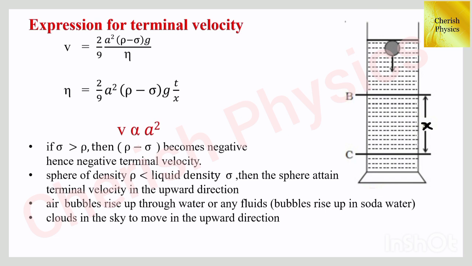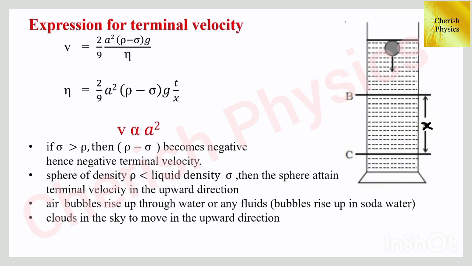In this experiment, we have noted down the time taken between the points B and C. We know velocity equals distance by time, that is, v equals x divided by t. On substituting, finally we get the coefficient of viscosity eta equal to 2 divided by 9 into a squared into (rho minus sigma) into g into t divided by x. The terminal velocity is proportional to the square of the radius of the metallic sphere, that is, v is directly proportional to a squared. The points I have given here explain the terminal velocity.